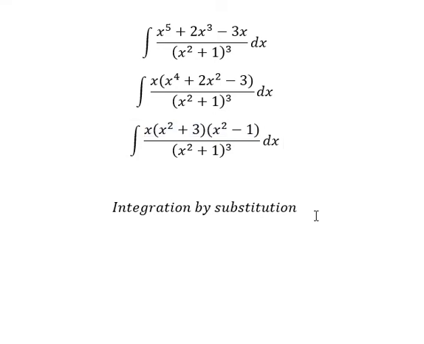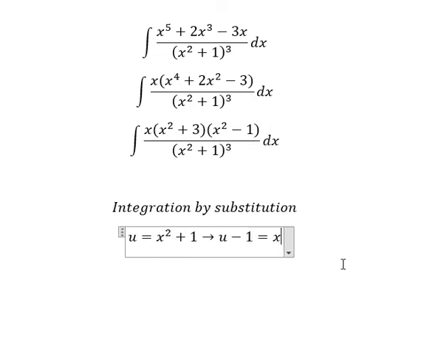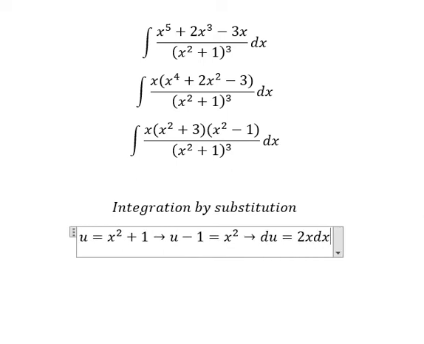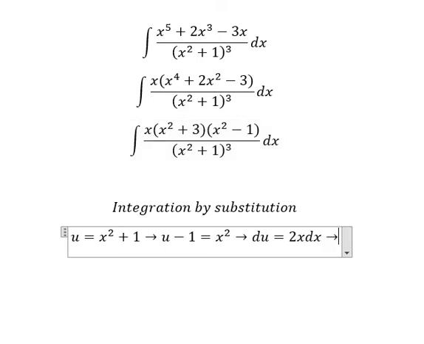So I will put u equal to s squared plus 1. So next I will put number 1 to the left because we still have s squared. Next we do the first derivative for both sides. So we have du equals 2s ds. Because we don't have number 2 in here, we divide both sides by number 2.